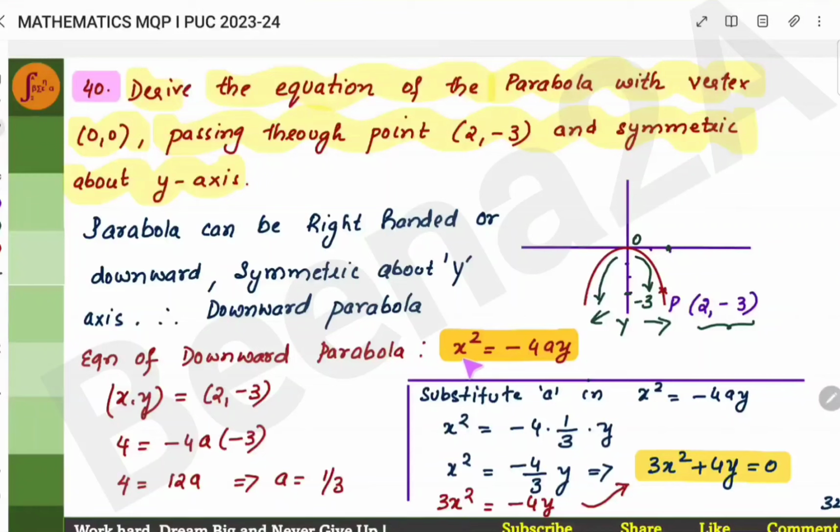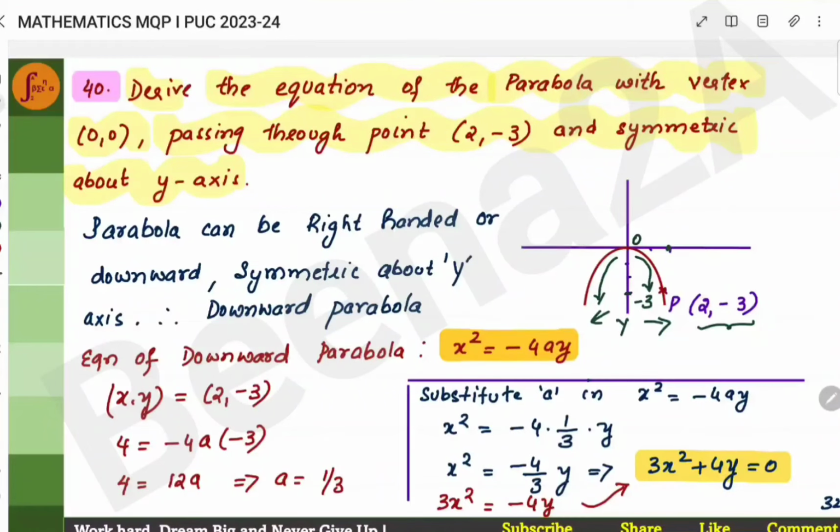Now here in the downward parabola, it's going to be x square equals minus 4ay. Now the clue is here the y-axis is negative, so obviously it's going to be minus y, right? Here in the downward parabola, it's around the y-axis, which is negative.